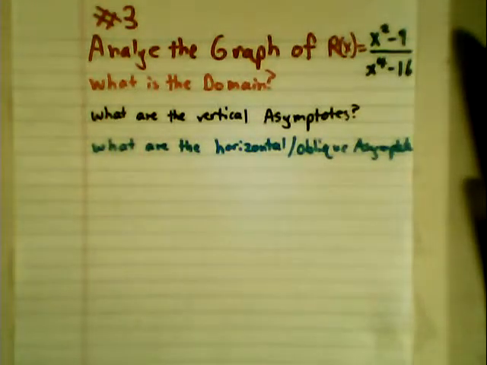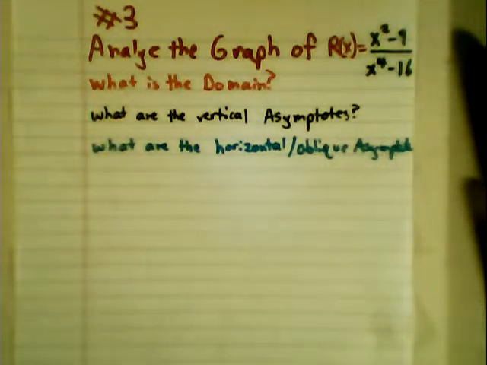On problem number 3, it asks you to analyze the graph of a rational function, and my rational function is r of x equals x squared minus 9 over x to the 4th minus 16. And then it wants you to analyze it by finding the domain, the vertical asymptotes, and a horizontal or oblique asymptote. Then after all that, it wants you to graph it.